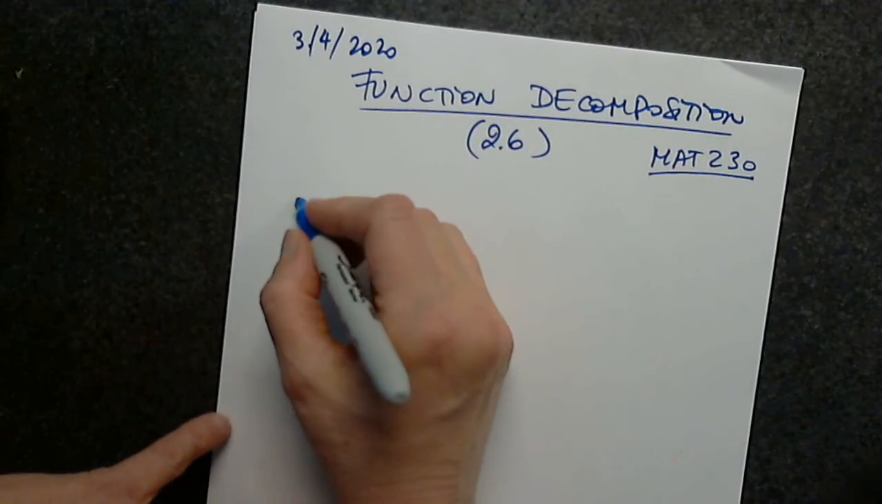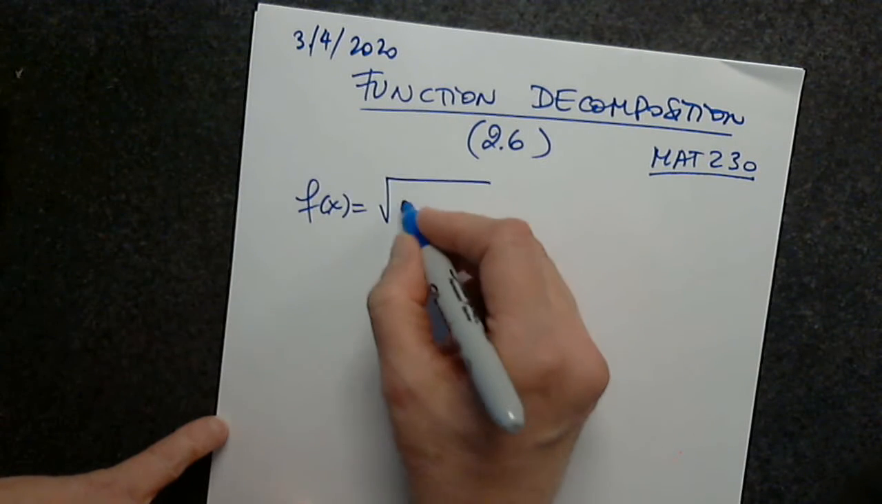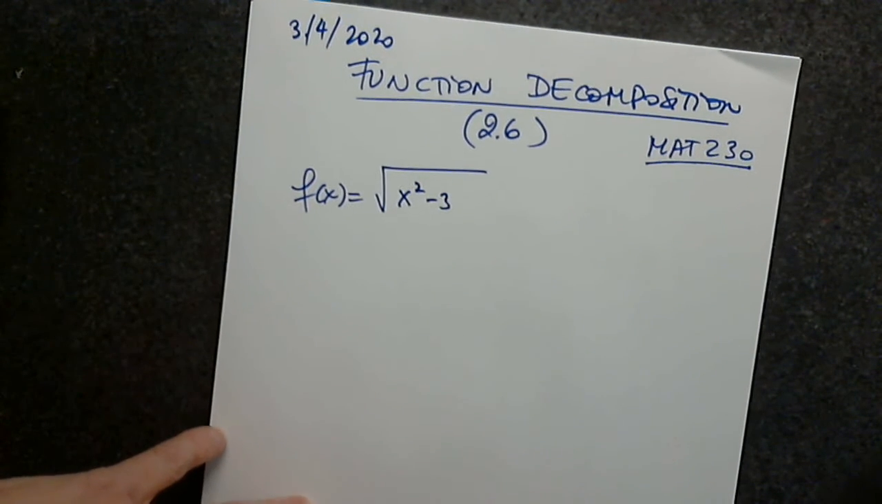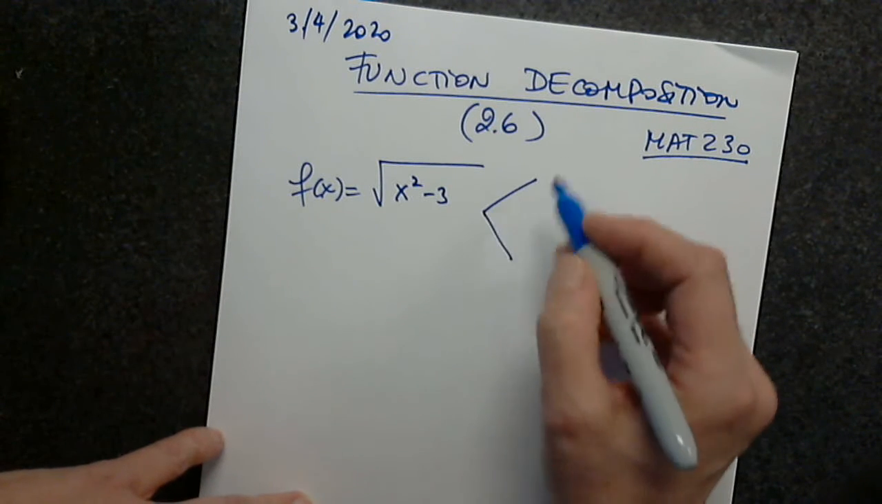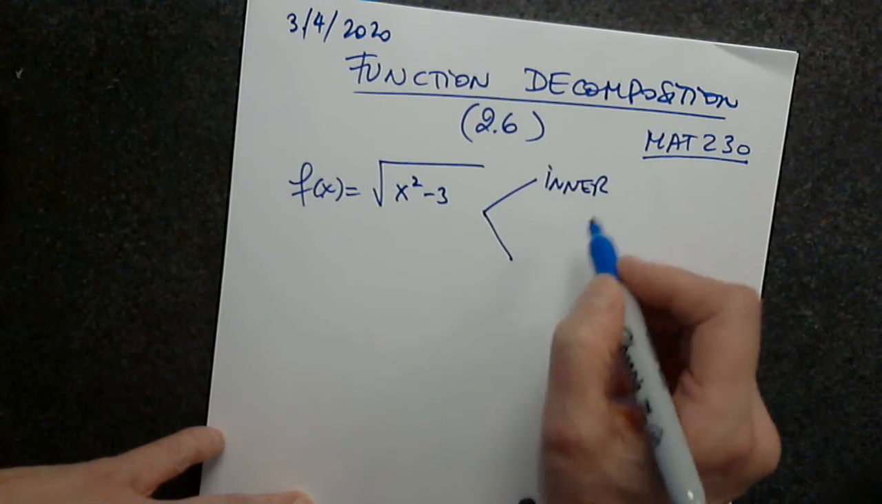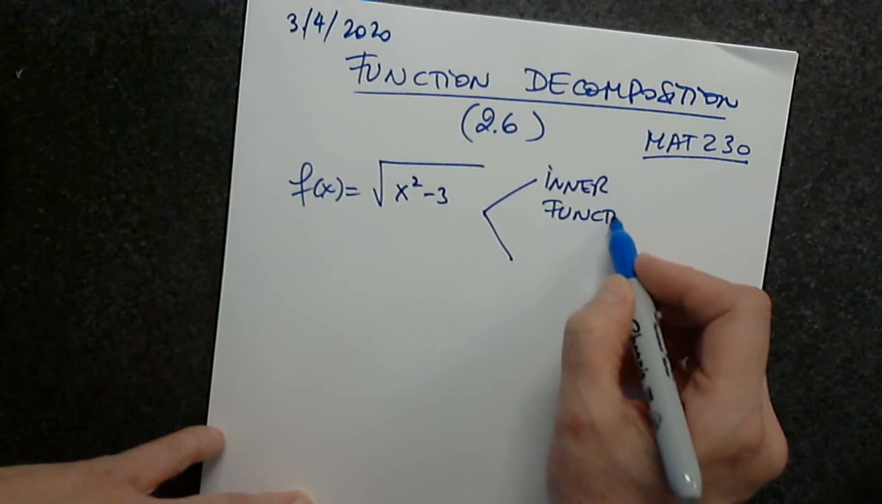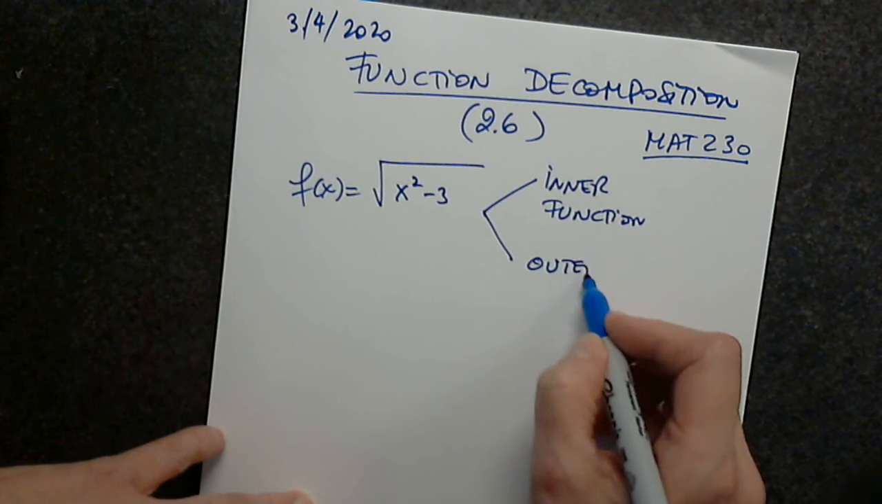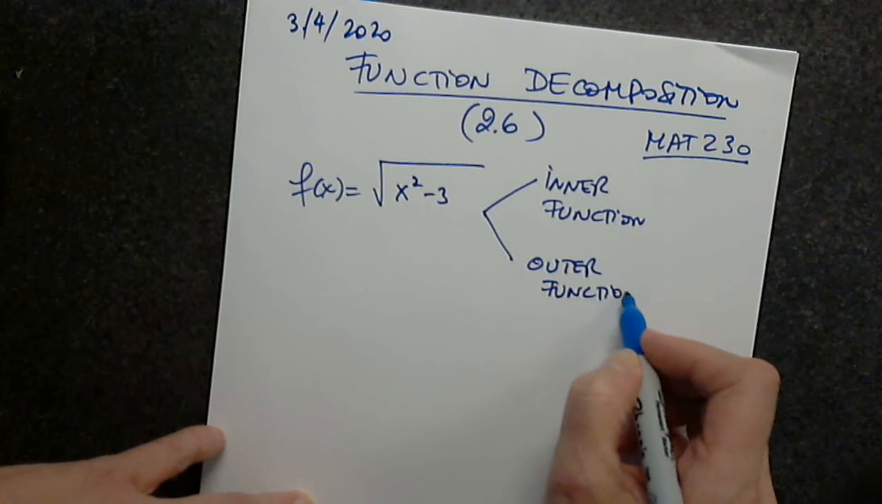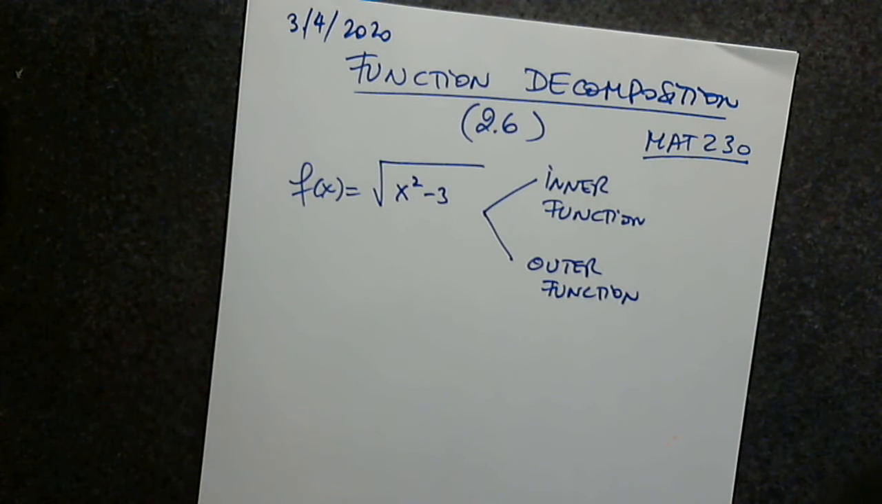So let's look at the following function. Let's say we have f of x equals the square root of x squared minus 3. We're asked to decompose this function into an inner function and an outer function. When I talk about inner and outer, I mean which function I apply to x first and which function I apply later to the result of that first function. So this is not a difficult situation if you pay attention for a second.